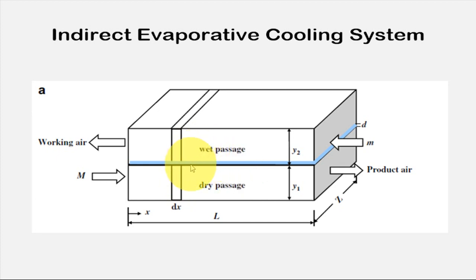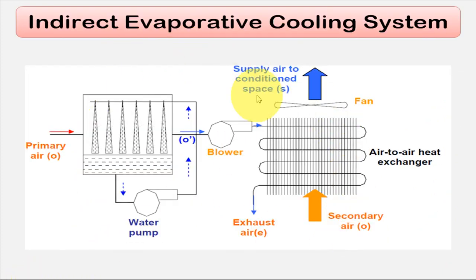Now that working air, with the addition of water particles, is thrown to the atmosphere, and the air passing through the dry passage, which has reduced temperature and gets cool, we call product air, which will be sent to the room where we have to maintain air conditioning. This is about the working of the indirect evaporative cooling system.